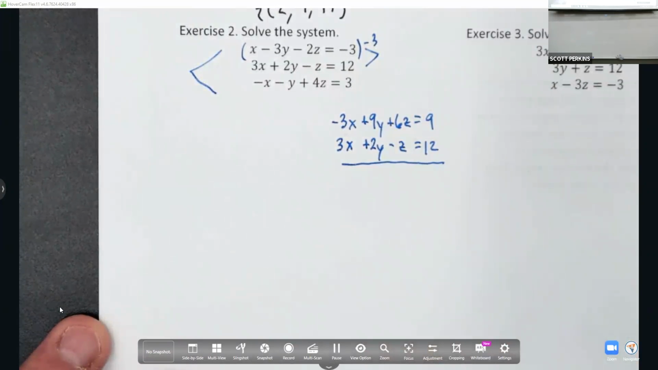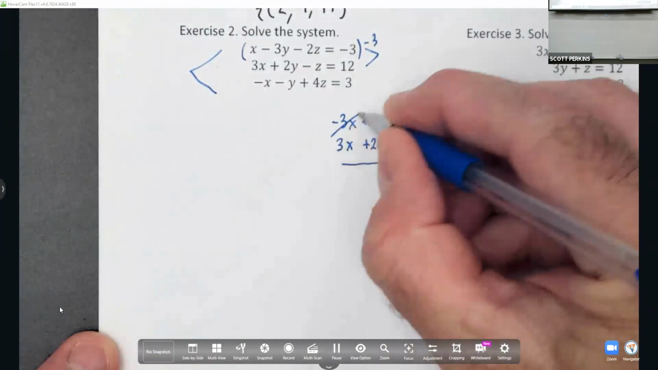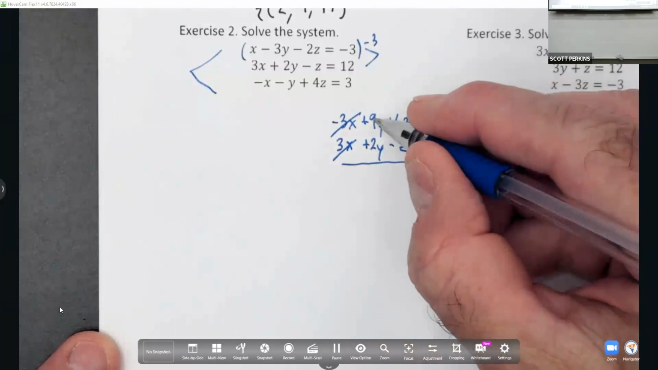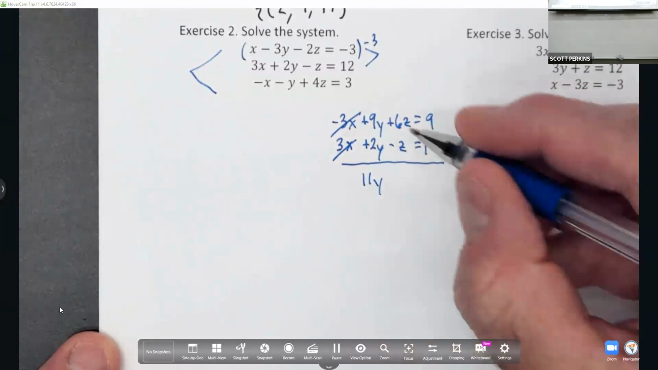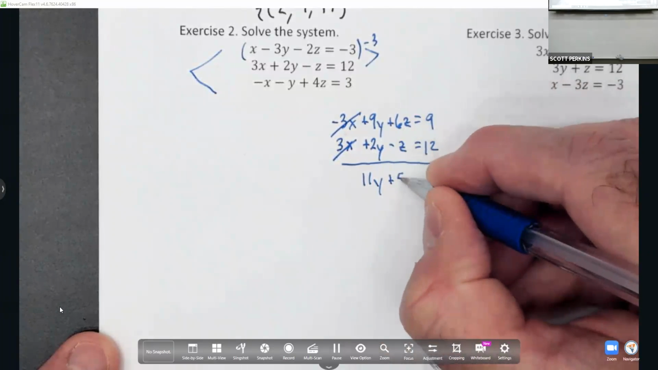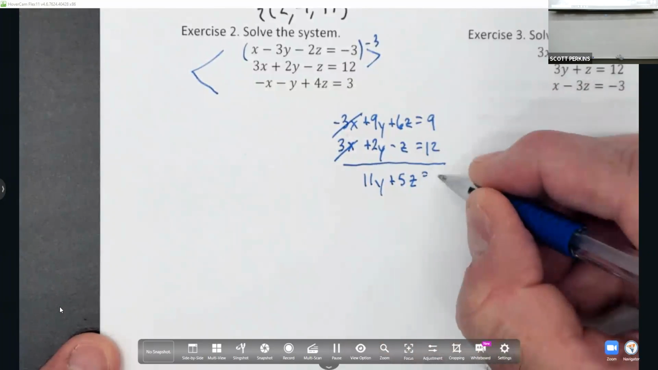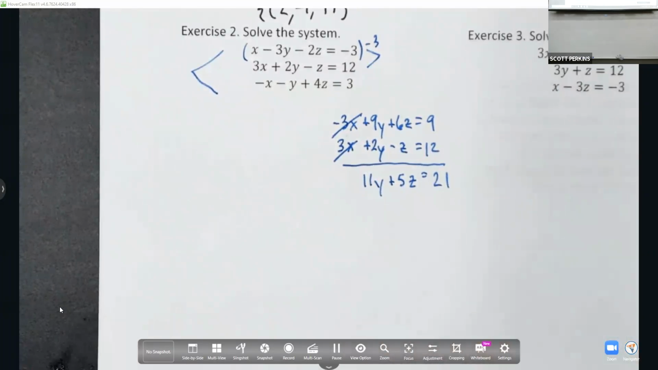And if I've done my multiplication right, then what should happen is my x's should cancel, and I'll get an equation in terms of the other two variables. So -3x plus 3x cancels. 9 and 2 is 11y. 6 minus 1 is plus 5z. And then 9 and 12 is 21. And there's my first equation I'm going to work with.